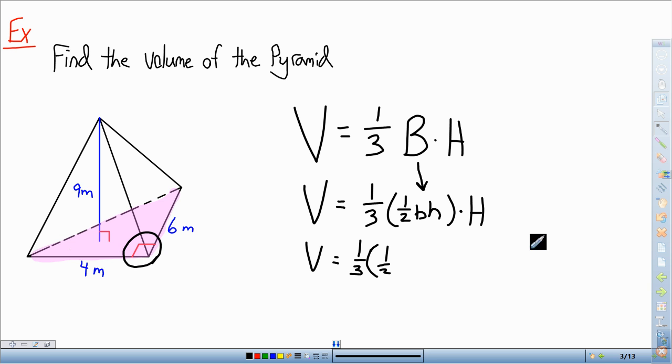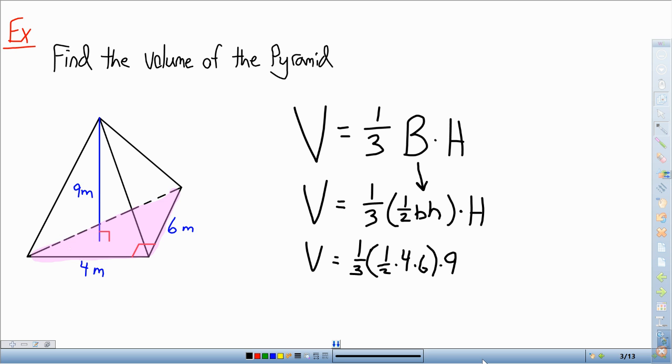Remember, it's always at a 90-degree angle. So 1/2 times 4 times 6. And then times the height of the entire pyramid, we can see right here that they're telling us it's 9, times 9.